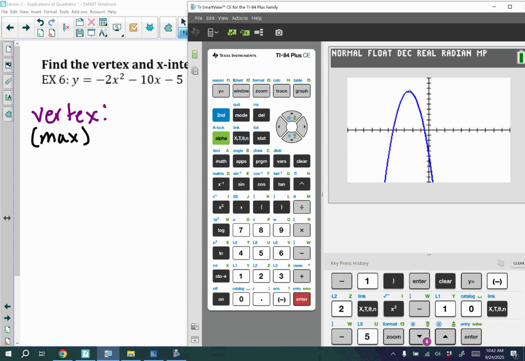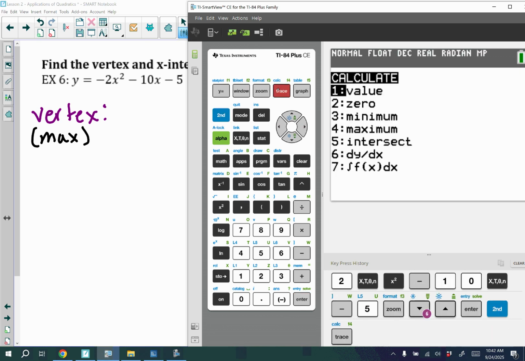So here's how we're going to find our vertex. We're going to press second, so the blue button, and trace. We've gone to this place before, so second trace. Now, as stated, we're trying to find the vertex. Because it is a maximum, we're going to go to number 4. So our vertex is a max because it's at the very top, so we're going to go to number 4.